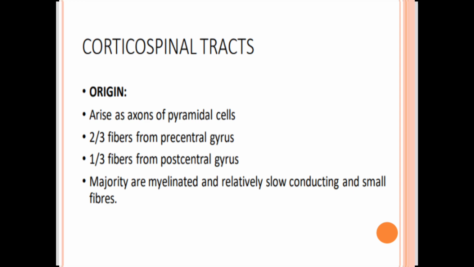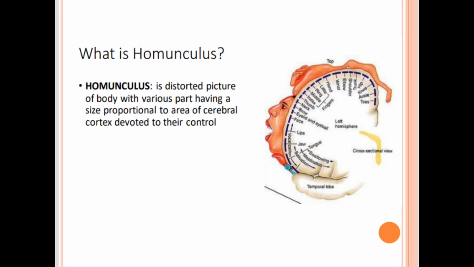Now the two-thirds of fibers coming from the precentral gyrus are further divided into two. They come from two different regions: one-third from the primary motor cortex, while the other one-third is coming from the secondary motor cortex. So this is how the fibers come from different regions. And it is very interesting to know that the majority of the corticospinal fibers are myelinated. They are slow conducting, slow fibers and small fibers.